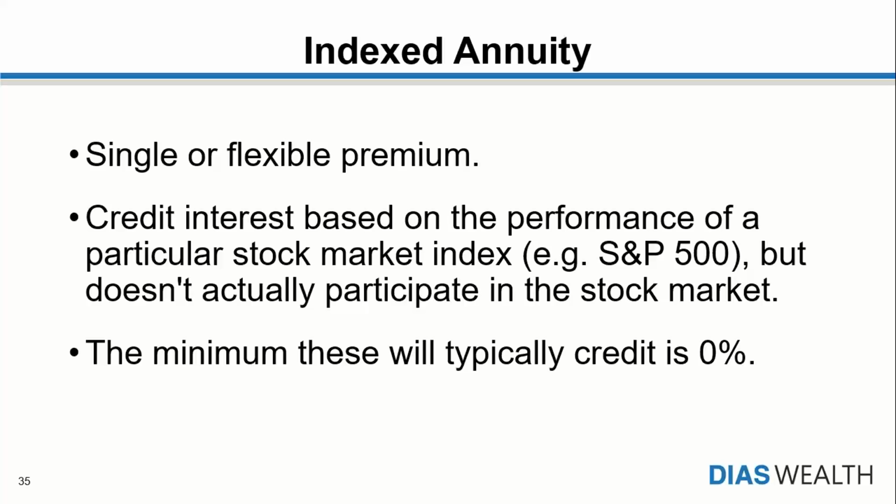The minimum these will typically credit is 0%. So a lot of times you'll hear terminology like zero is your hero or the floor is zero. That's what it is. But in actuality, you have to look at the minimum contract values. It's typically 1 to 3%. But for all intents and purposes on this webinar, the minimum that these will typically credit is 0. So if you have a year that has a negative return, it doesn't credit anything back.